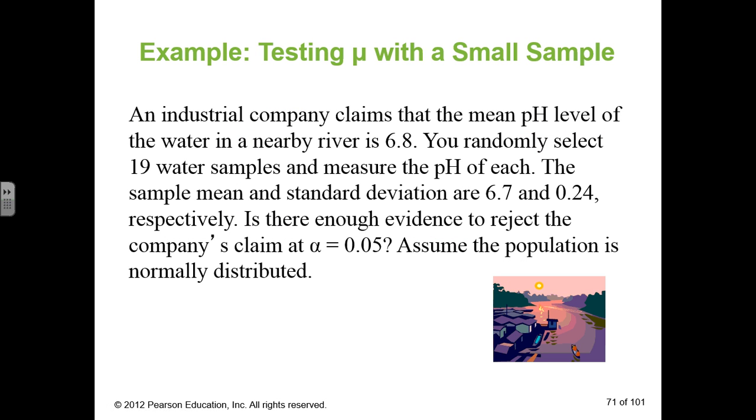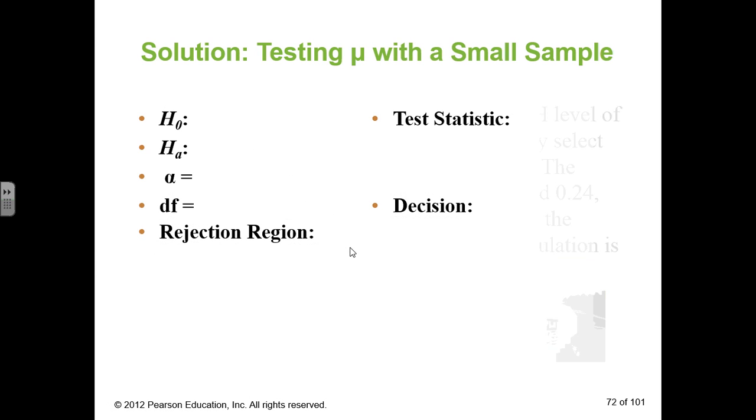Let's look at another example. Suppose an industrial company claims that the average pH level is 6.8. Is stands for equals. So the claim is the null hypothesis. We randomly select 19 water samples, and we find the mean of these 19 samples is 6.7 with a standard deviation of 0.24. Is there enough evidence to reject the company's claim at the 5% significance level? Well, the null hypothesis is 6.8. Its complement is not equal to that. Makes this a two-tailed test.